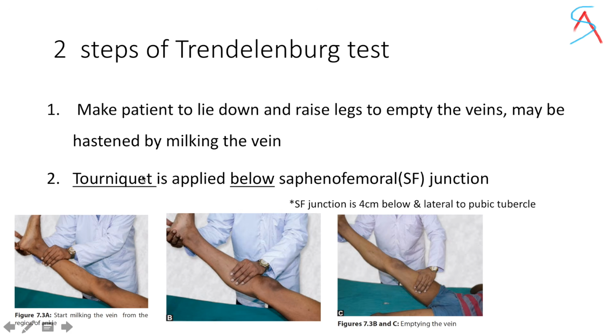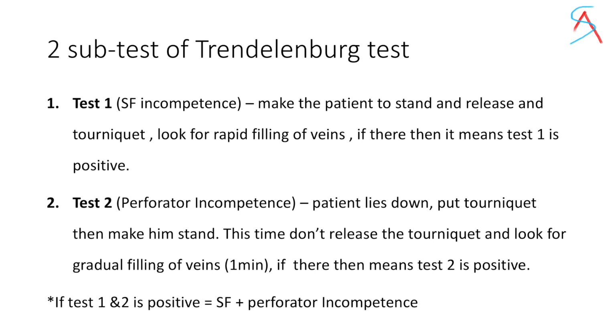If you have a tourniquet, then it's good, but if it is not there, then you have to use the Indian jugaad. You can use a Foley catheter, but Foley catheters are generally very costly. So what you can use is your latex gloves, which you apply below the saphenofemoral junction. And where is the saphenofemoral junction? It is 4 cm below and lateral to the pubic tubercle. How to palpate the pubic tubercle I have already told in my previous hernia video, so you can go and check that out. Now the 2 subtests of Trendelenburg test are test 1 and test 2.